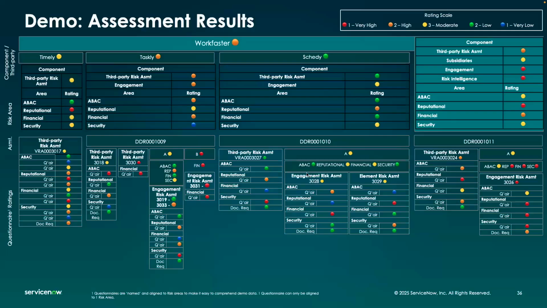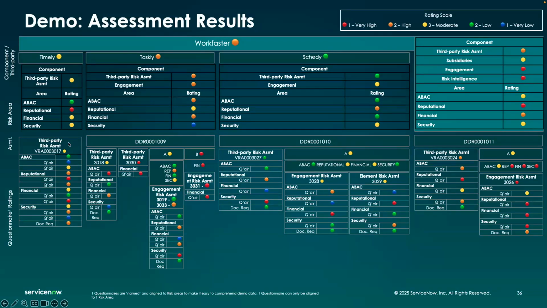Okay, so that pretty much covers what we had planned as far as understanding how the risk ratings are derived for Timely, Taskly, Steady, and Workfaster. We focused more heavily on how the components contribute to the risk area and risk rating calculations, and how the risk areas roll up from their own individual components to the third-party level.